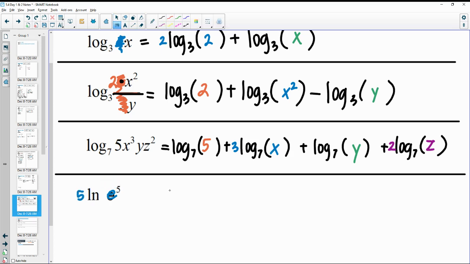So then this is just going to be the ln 5 times the ln of e. And really, this is just 5 because this has a base of e. So ln of e is going to cancel. So we're just going to be left with 5. So this one actually just simplifies to 5.